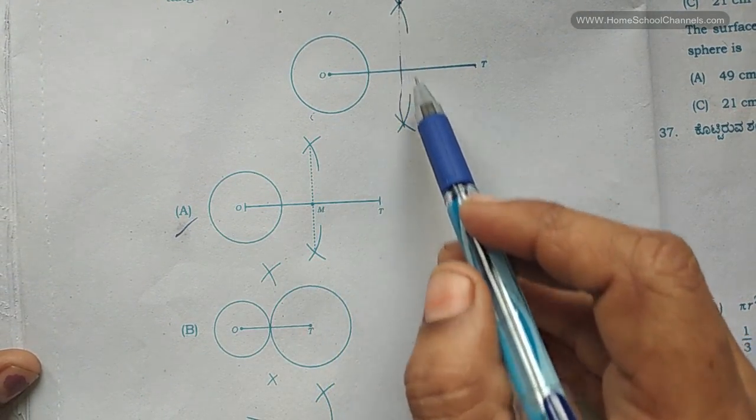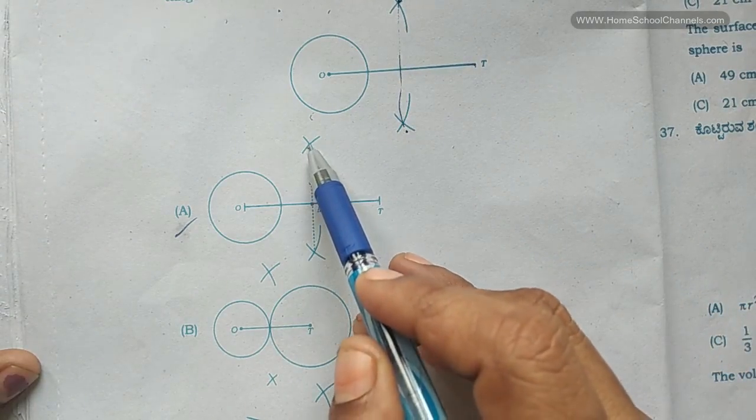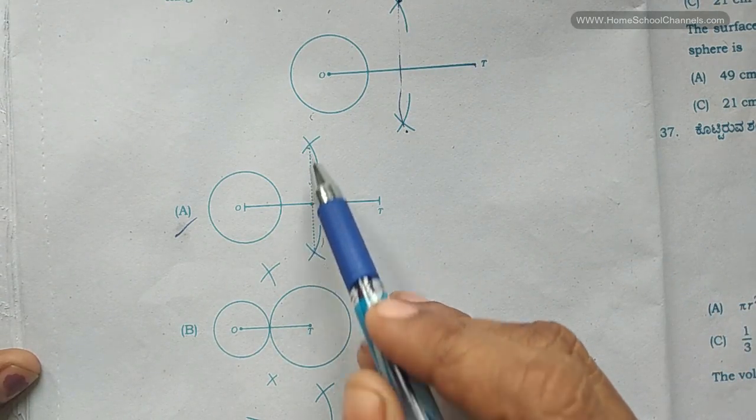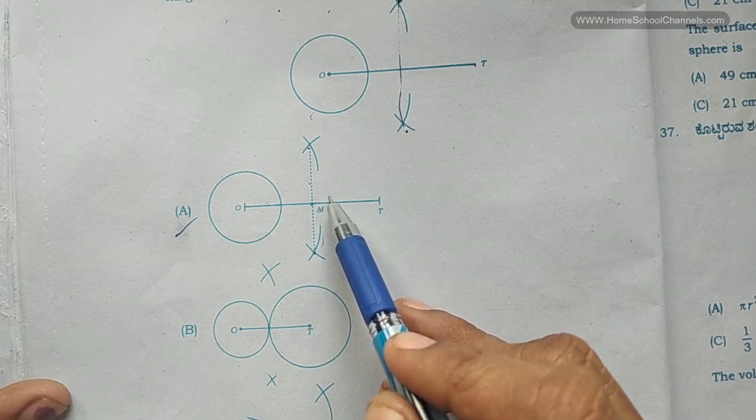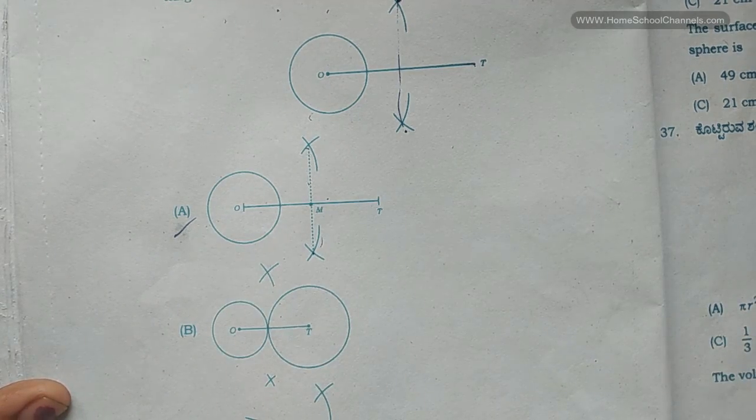What is your next step after drawing the arcs? We join the intersecting points of the arcs. This is the perpendicular bisector. So option A is the right answer.